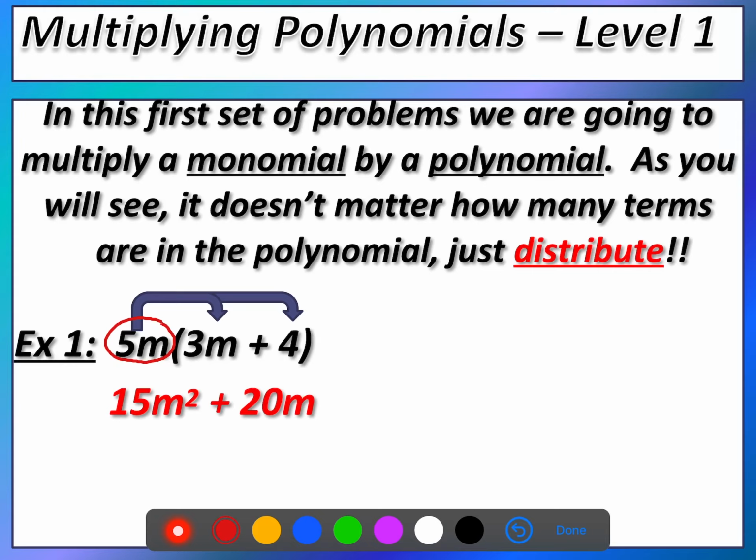Now we do have to bring in our skills from adding and subtracting polynomials to determine, are any of these like terms and do we need to combine? So m squared and m to the first are not like terms, so that is my final answer.